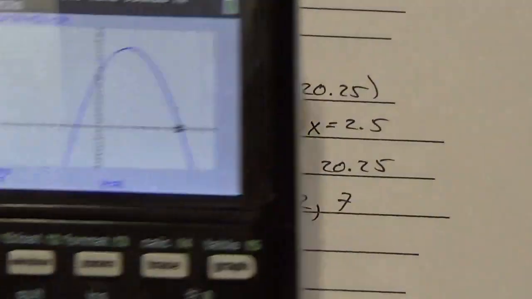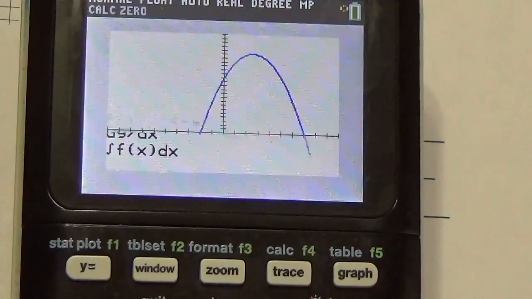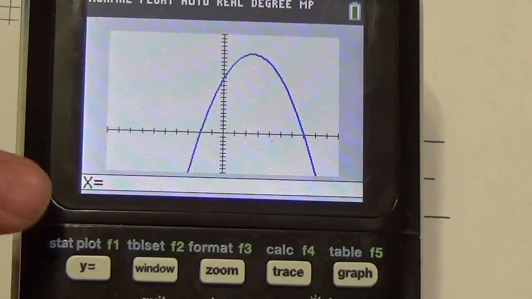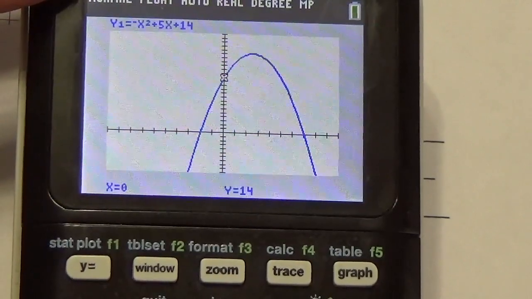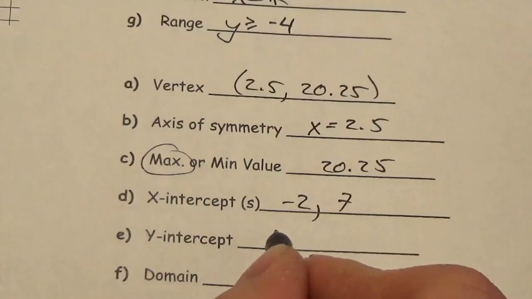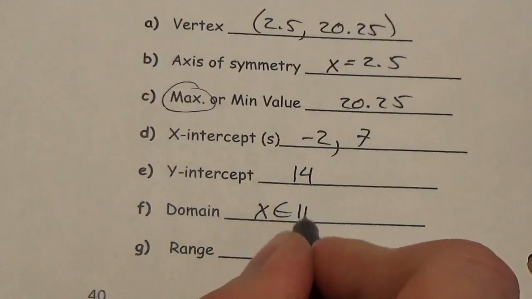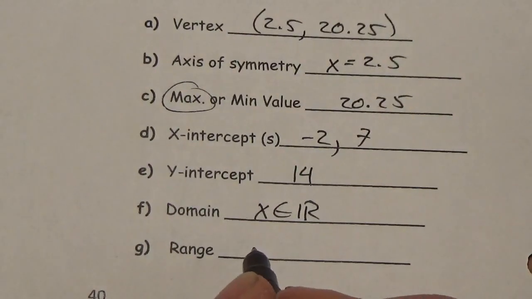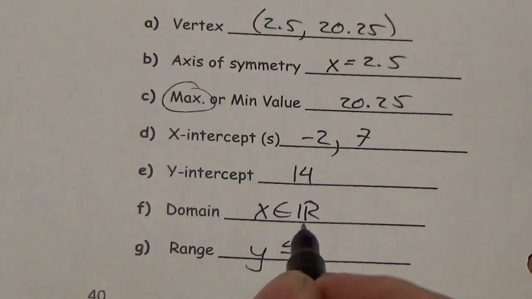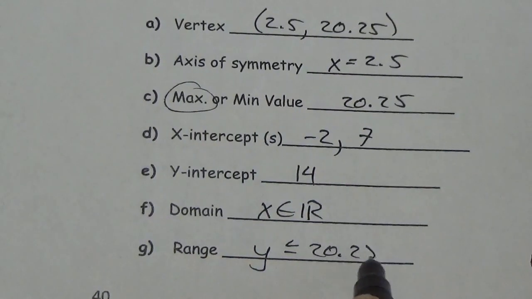Okay? To get the y-intercept, remember I go second, trace, this time I go value. It's asking me what x equals, I'm going to say 0, and I get that y is equal to 14. So my y-intercept here is 14. My domain will be x is an element of the reals, and my range, because it opens down, will be less than or equal to that maximum value that it got to, which was 20.25.